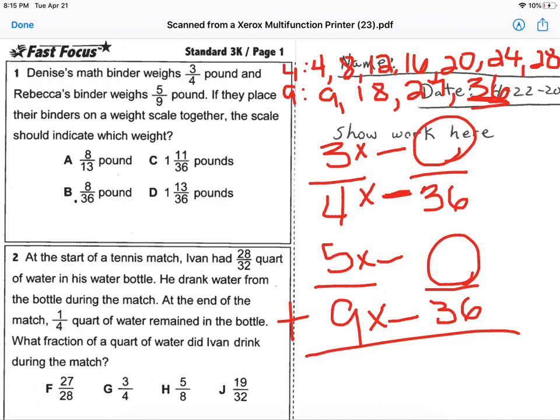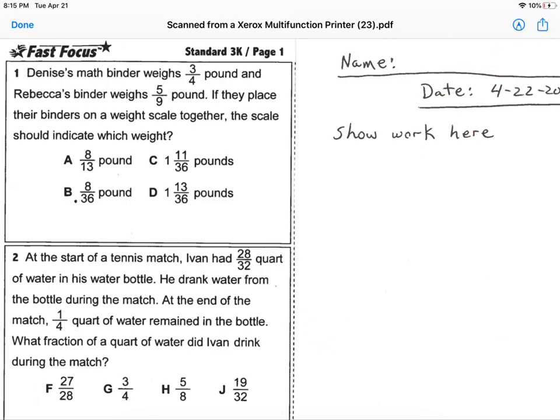Number 2. At the start of a tennis match, Ivan had 28/32 quarts of water in his water bottle. He drank water from the bottle during the match. At the end of the match, 1/4 quart of water remained in the bottle. What fraction of a quart of water did Ivan drink during the match? So he had this, 28/32. He drank water, and at the end of the match, he had this left over.